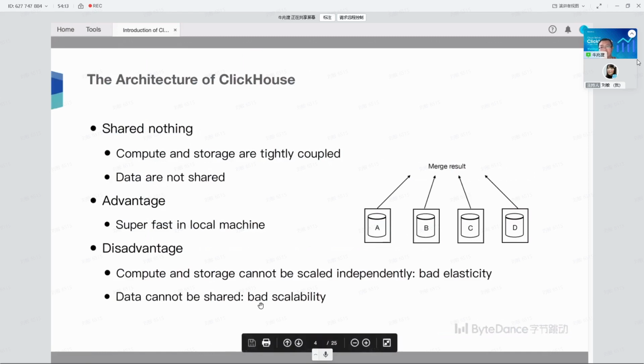The second one is that data cannot be shared. For example, in this figure, data A cannot be shared by other servers. So even when the other servers are free, we still cannot utilize those computing resources. So it means it has bad scalability.